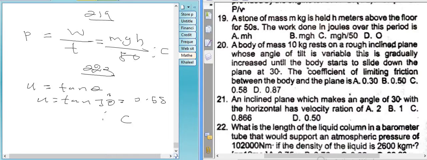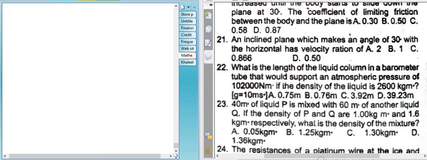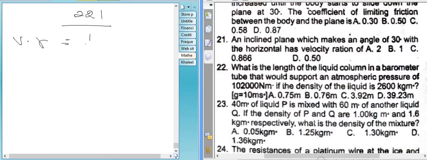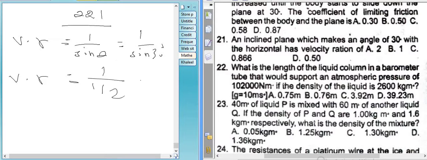Question 21. An inclined plane which makes an angle of 30 degrees with a horizontal has a velocity ratio. Here I also solved a similar question to this in the previous question. We know that velocity ratio is equal to 1 over sine theta, and here the theta is 30, which is 1 over sine 30 degrees. We know that principal angle sine 30 is 1 over 2, therefore we take the reciprocal, which is 2. Hence the correct option here is A, which is 2.